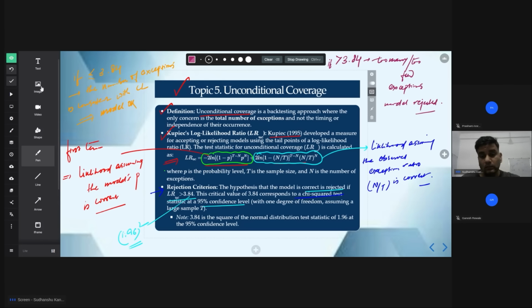Okay, so we have the unconditional coverage test, and we have the Kupiec log test. Both are trying to test the total number of exceptions. The unconditional coverage test checks whether the total number of exceptions matches the expected number. It doesn't care about the timing or clustering of exceptions. That's why it is called unconditional, because it doesn't care when the exceptions occur. And then we have the Kupiec test also, that we try to solve.